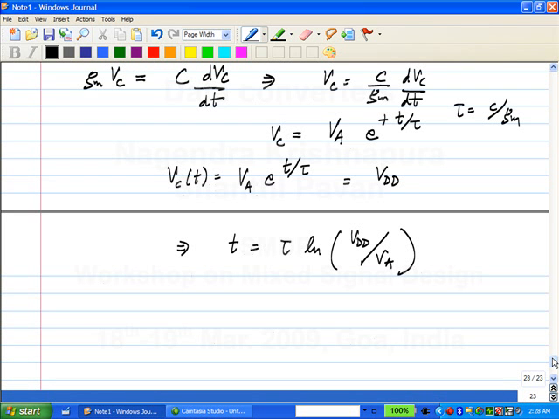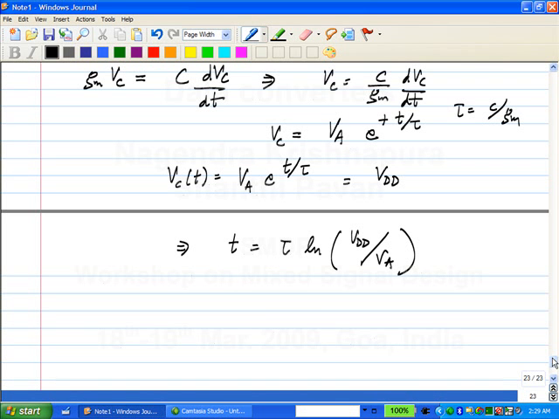If Va is small, it takes a long time. Correct? And if Va is large, it takes a short time. But at any rate, in both cases, if you wait for sufficiently long enough, then the output will always reach VDD. Is that clear? Alright?